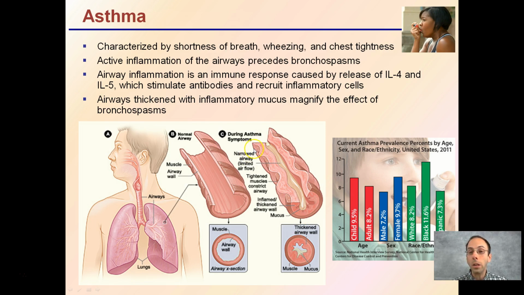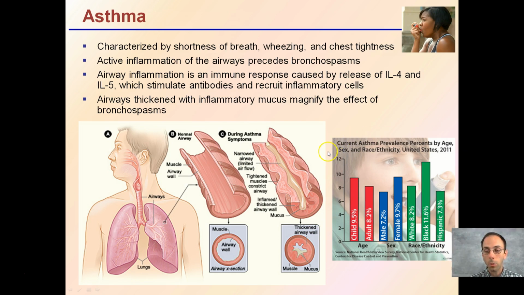This could be caused by an immune response, this airway inflammation caused by IL-4 and IL-5, which stimulate antibodies and recruit inflammatory cells. Airways thicken with inflammation and mucus and magnify the effect. If you want to simulate this, it would be like breathing through a very thin and small straw instead of a normal airway. You're restricting the ability for air to come in and also for air to go out.